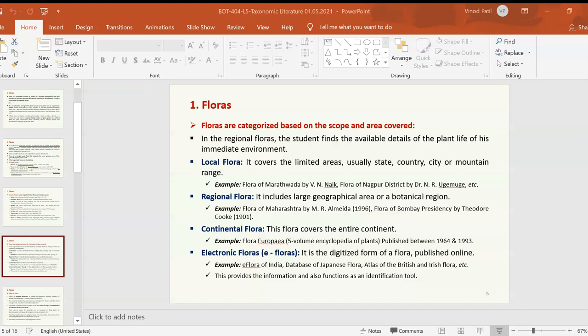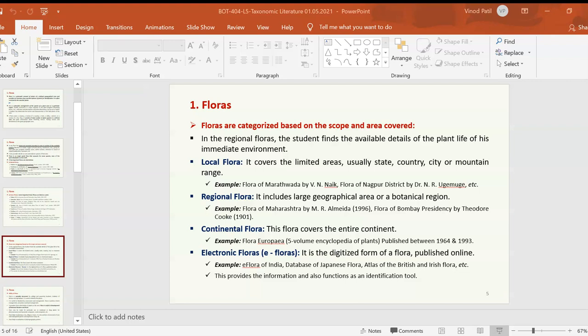Local flora. Depending on the coverage of the geographical area, there are different categories of floras. One is local flora. It covers limited areas, usually a state, country, city, or mountain range. For example, I have given here the Flora of Marathwada by V.N. Naik, and likewise Flora of Nagpur by N.R. Ugemuge. Then after local flora, regional flora includes a large geographical area or botanical region. For example, Flora of Maharashtra by Almeida sir.